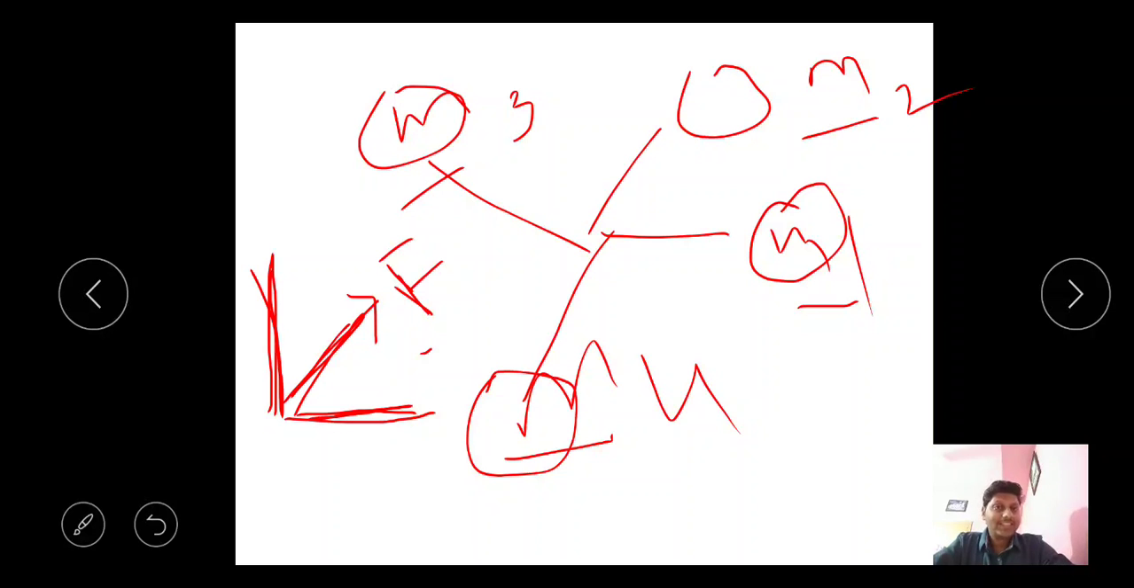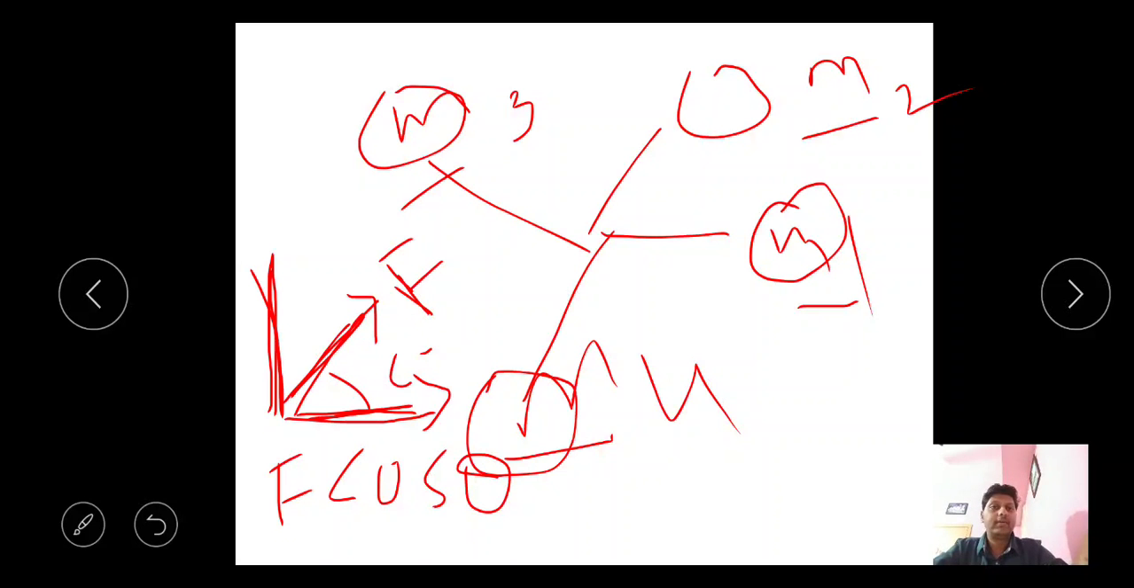If I take this same F in this direction, what will it be? It will be nothing but the same F cos theta. So it will be the cos of the angle. This is theta, and this will be theta, and this will be cos theta. So this is the horizontal component. The horizontal component will always be cos theta.